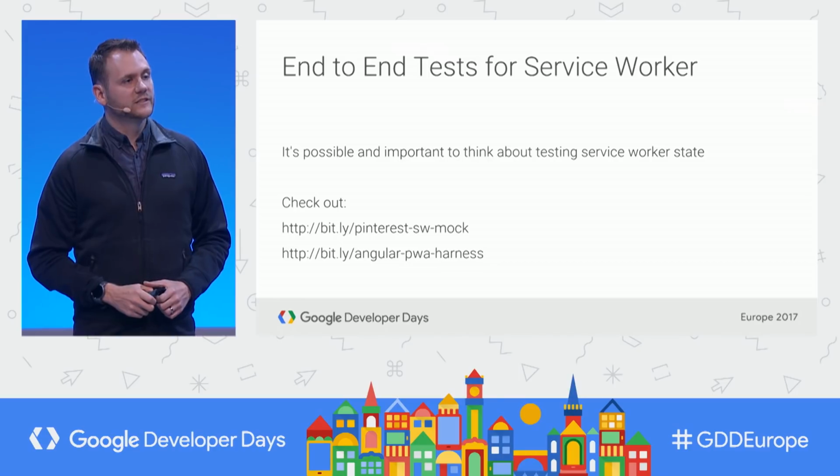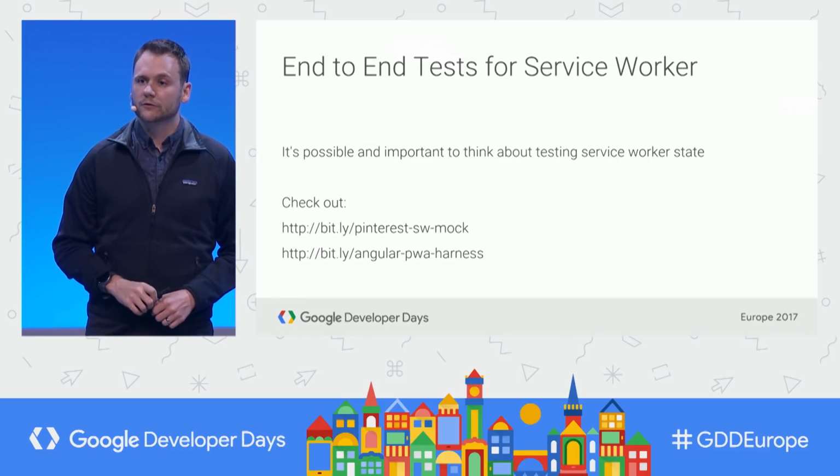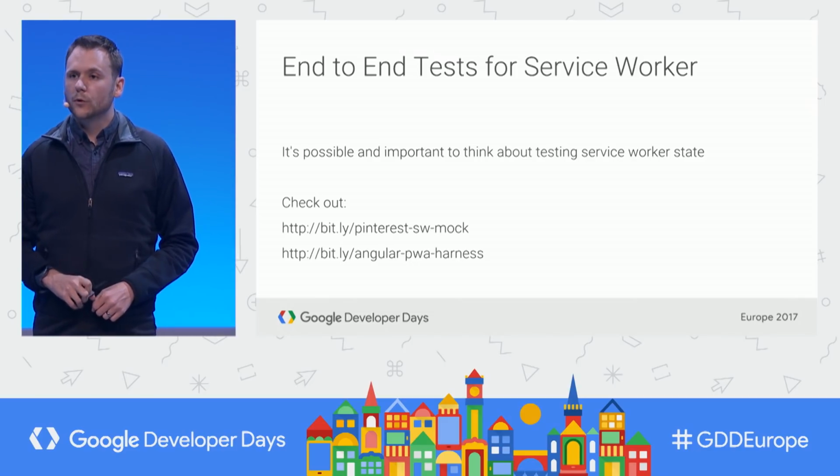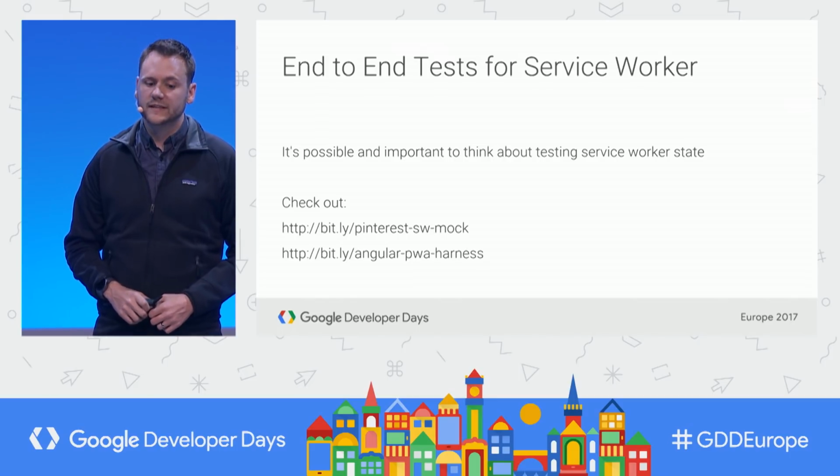One of the other really cool techniques that's just kind of being developed right now is the idea of having end-to-end tests for your service worker. So it's possible and important to think about how do we test and how do we understand the state of our service worker as we're building these applications.